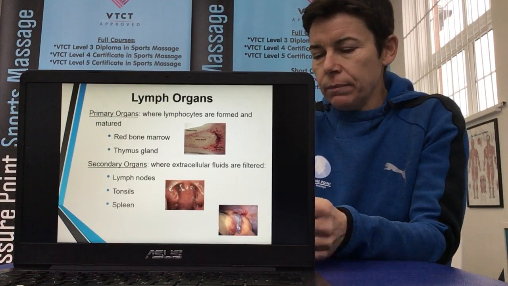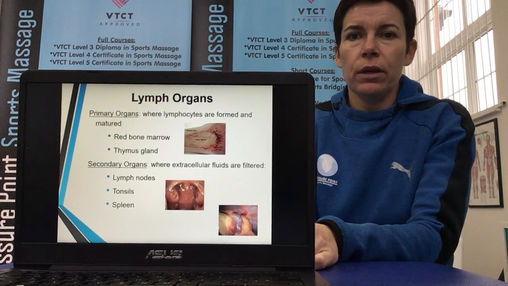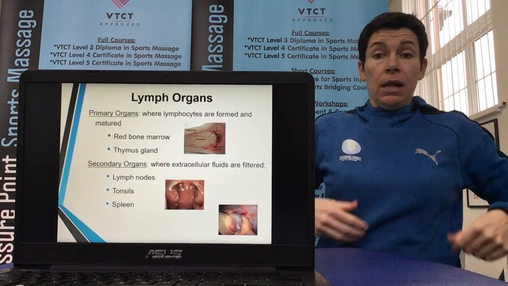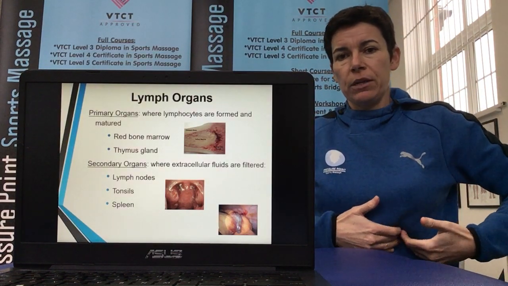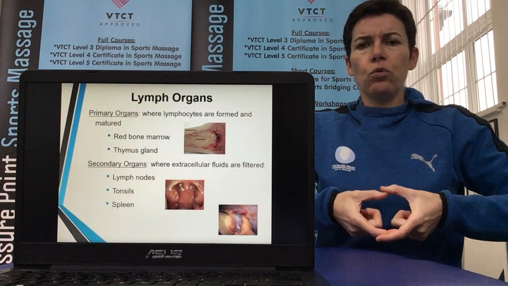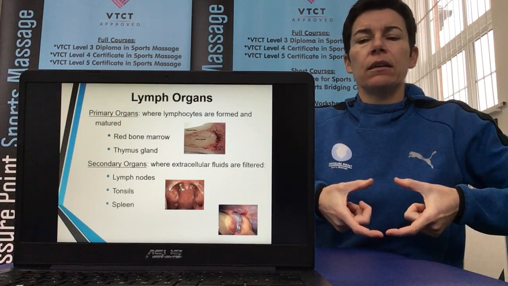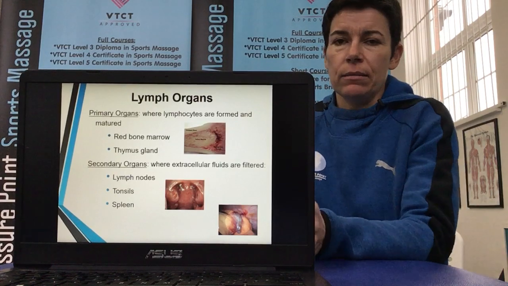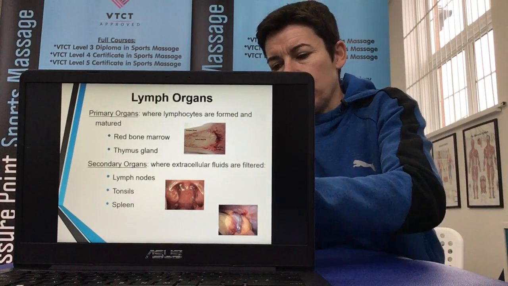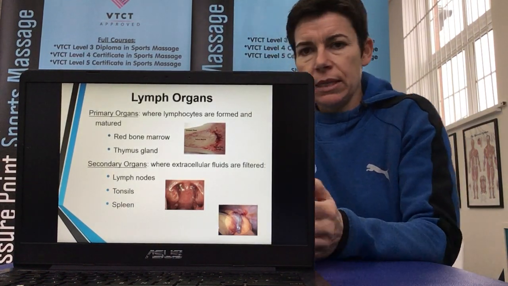Then you've got the spleen, and the spleen is an organ found in the upper left-hand quadrant here, just underneath the rib cage. And it's an organ that will dilate to hold any excess blood and constrict to push blood back into the system. It also helps to break down old blood cells.